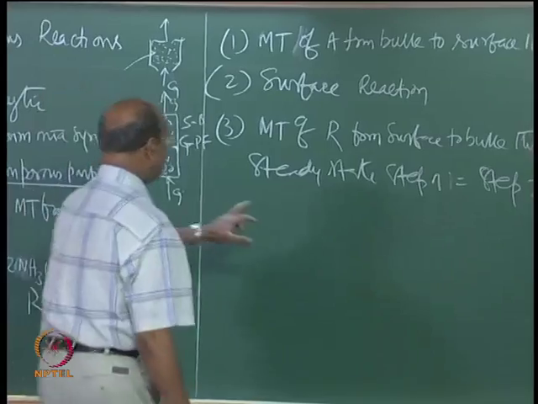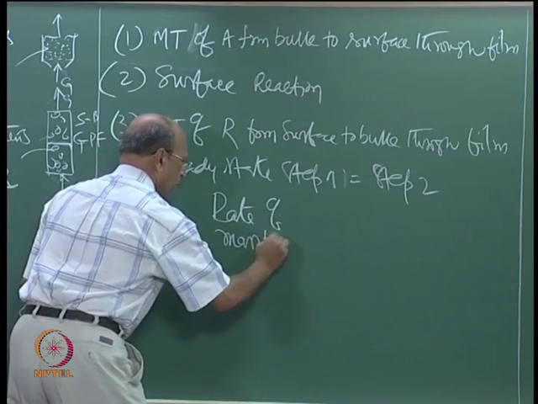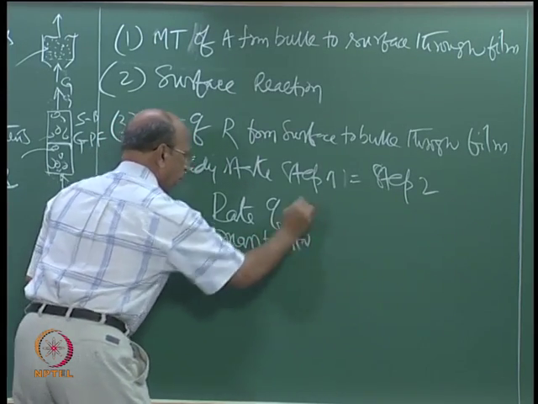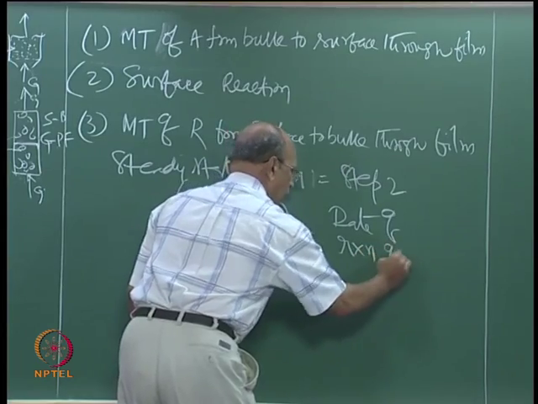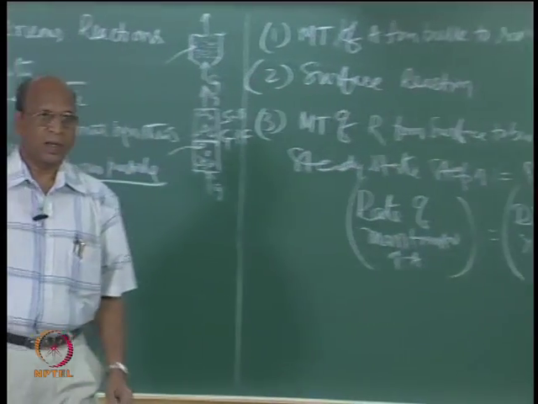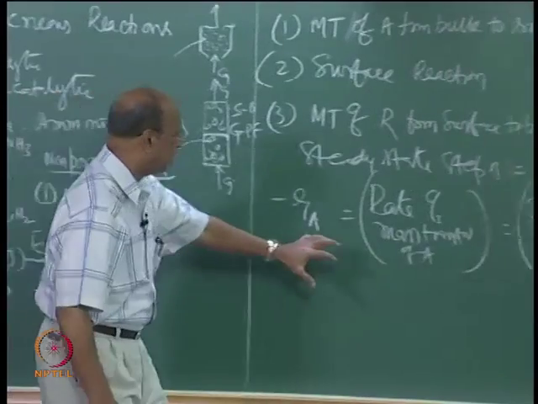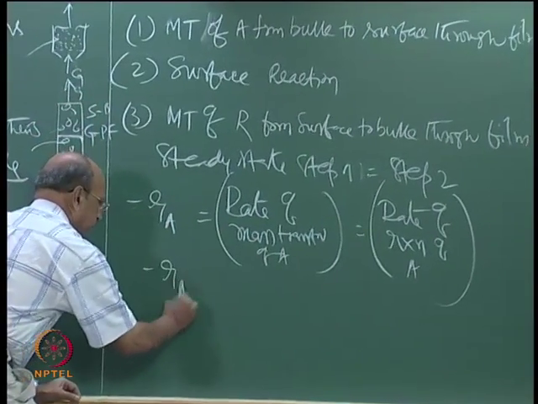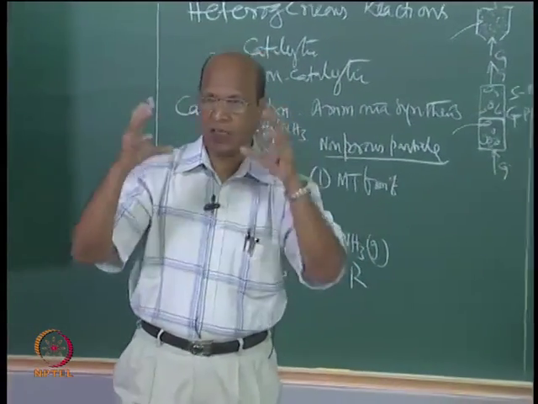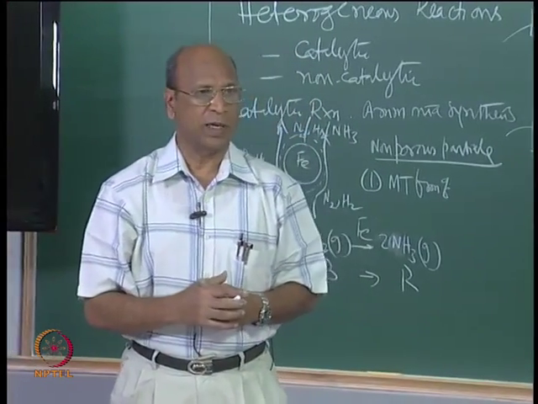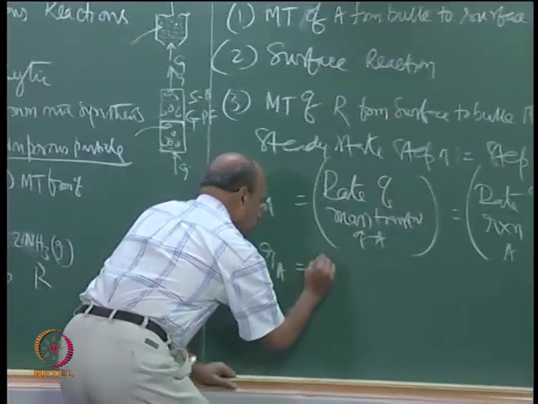So, now at steady state, let me also write, rate of mass transfer of A must be equal to rate of reaction of A on the surface, because these two I can now say that it is minus R A. So, now what is the equation? This is minus R A. What is the equation for rate of mass transfer of A? It is simple film theory. Film is there, through the film the mass is going to reach the surface. So, then what is the equation you use? Mass transfer equation. So, that can be kg into, yeah.